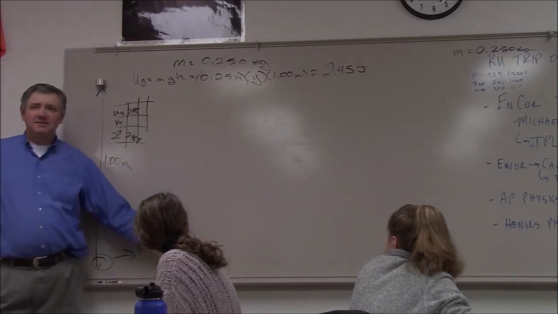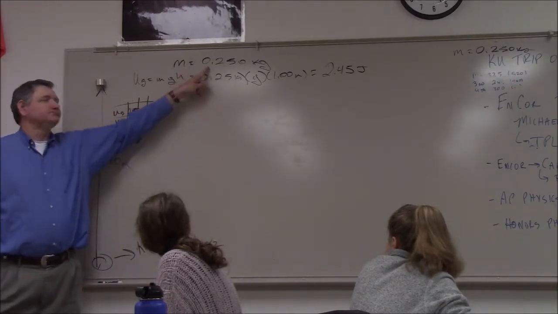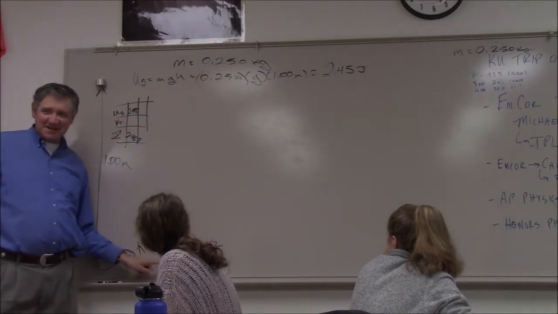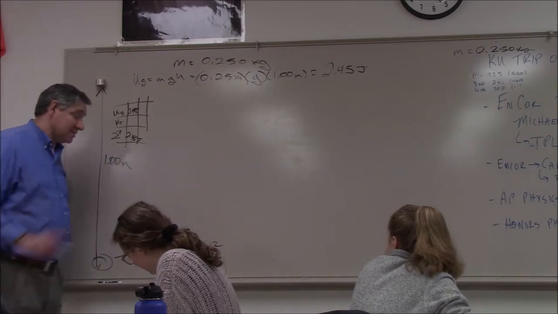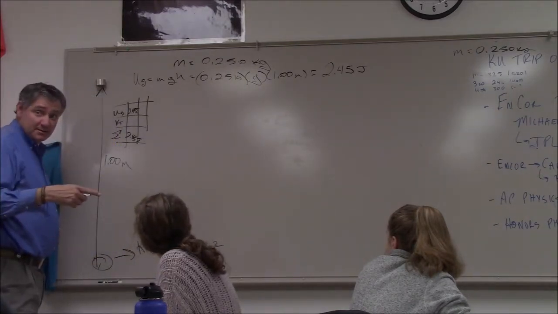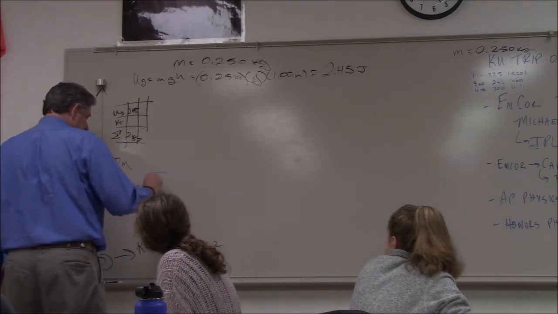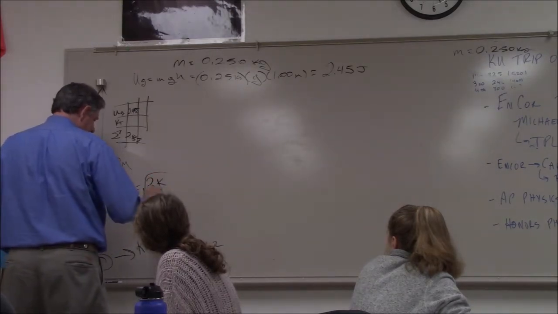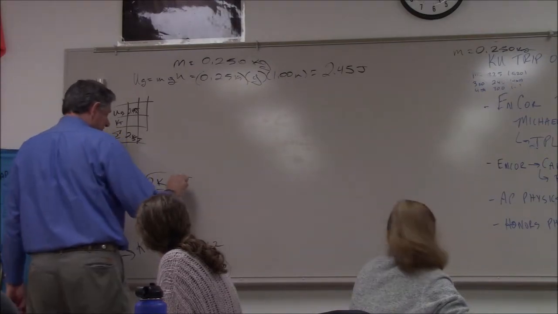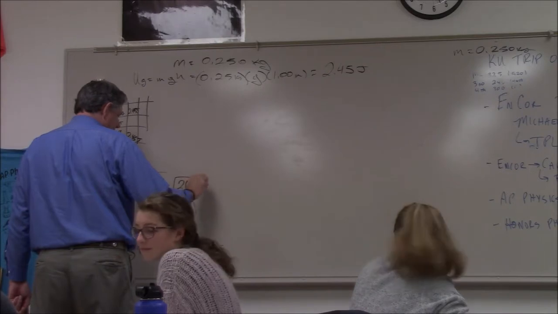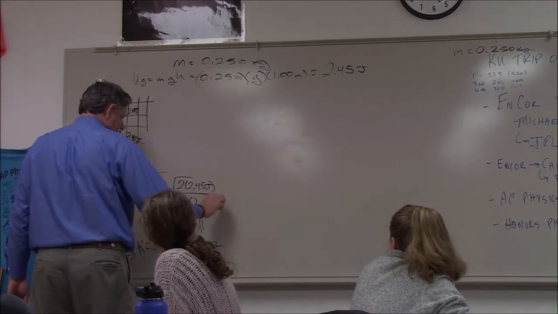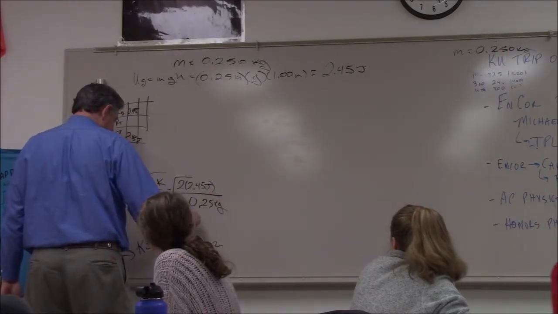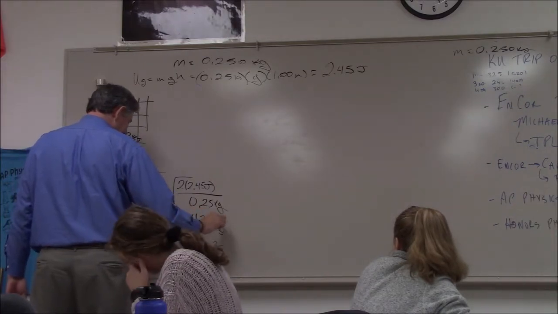You know the mass? Yes. You know how much kinetic energy you've got, so how are you going to get V by itself? Multiply by 2 and then divide by m. So my velocity is going to be the square root of 2 times my kinetic energy divided by mass. So somebody take 2 times 2.45 joules and divide that by 0.25 kilograms. 4.43. She already calculated it.